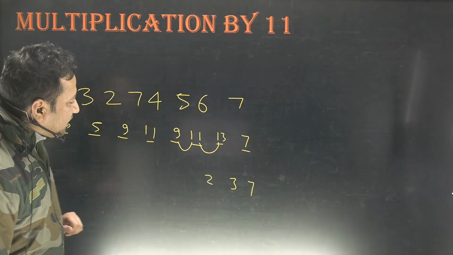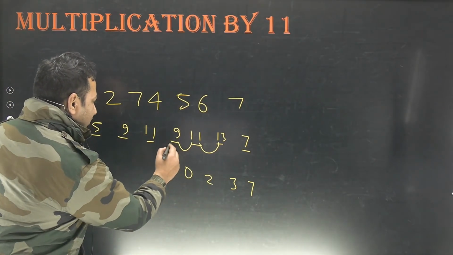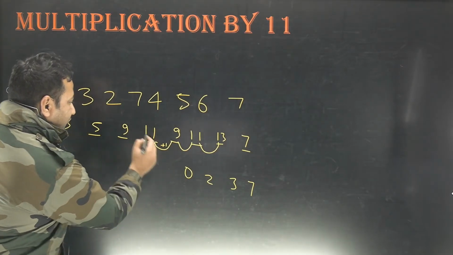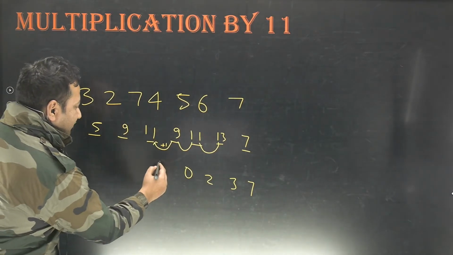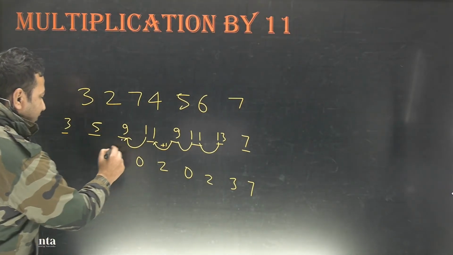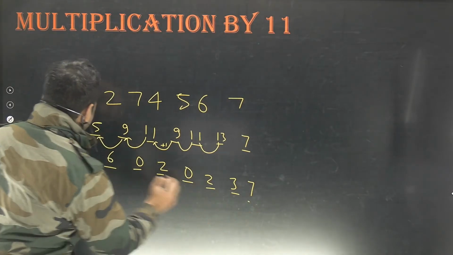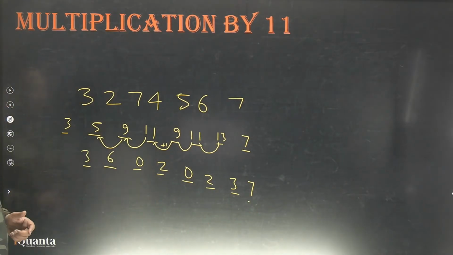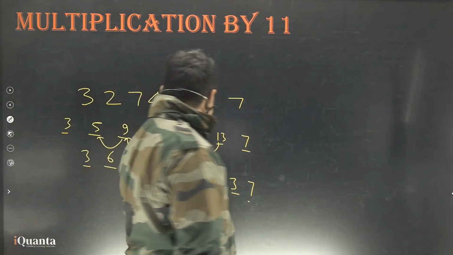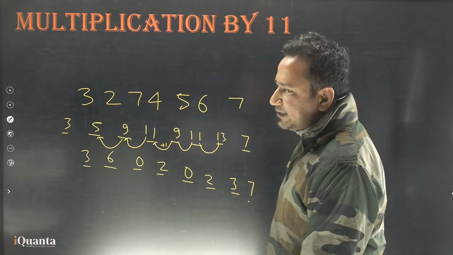1 plus 9 becomes 10. Now 10, what is it? 1 and 0. 0 will remain, 1 will go here. Again we have 11 plus 1 is 12, 2 will remain, 1 goes here. 9 plus 1 is 10, 0 remains, 1 goes here. 5 plus 1 is 6. That's done, and then this 3 comes out the way it is. 360202237 would be our answer.